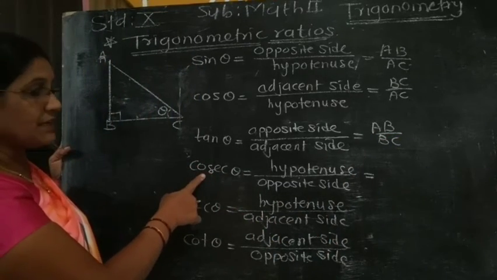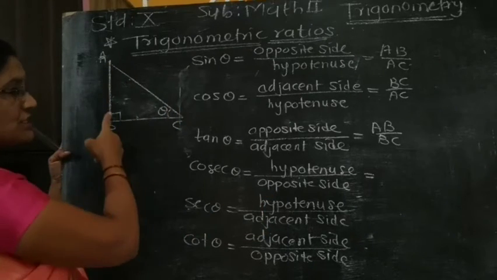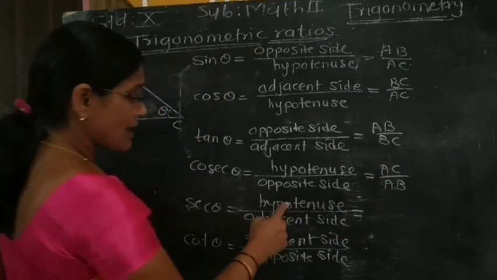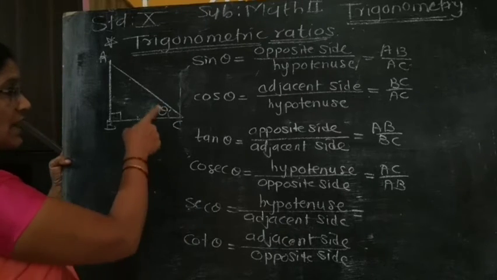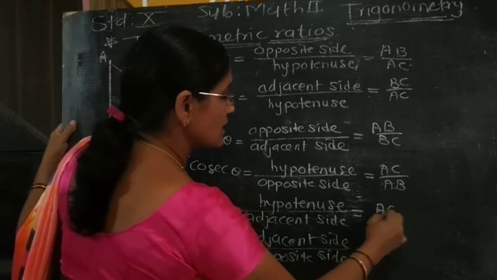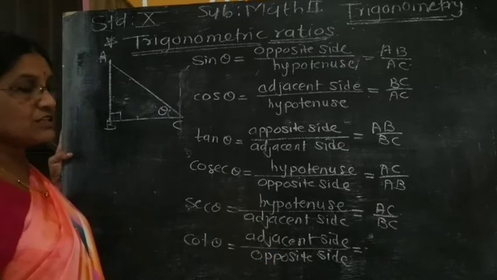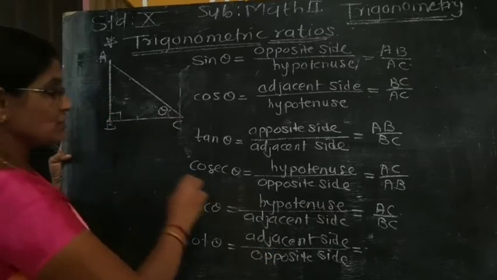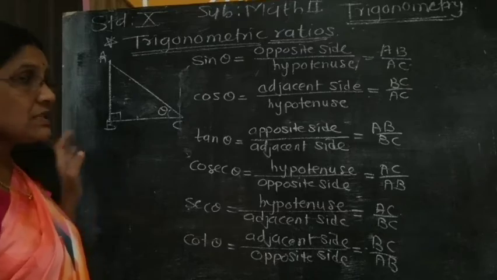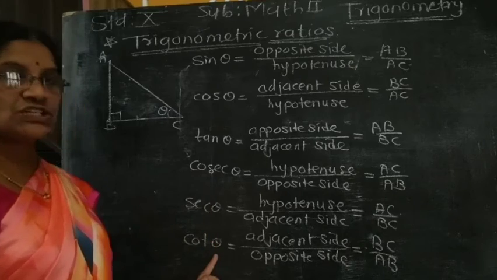Next one, cosec theta, hypotenuse upon opposite. Hypotenuse is AC, the opposite side is AB, and that's why here we get AC upon AB. Hypotenuse upon adjacent, that is sec: hypotenuse AC and adjacent side BC, means here we write AC upon BC. Last one, cot theta, adjacent side upon opposite side: adjacent side is BC and opposite side is AB, and that's why here we write BC upon AB. And these are the ratios and their definitions of all these 6 ratios.